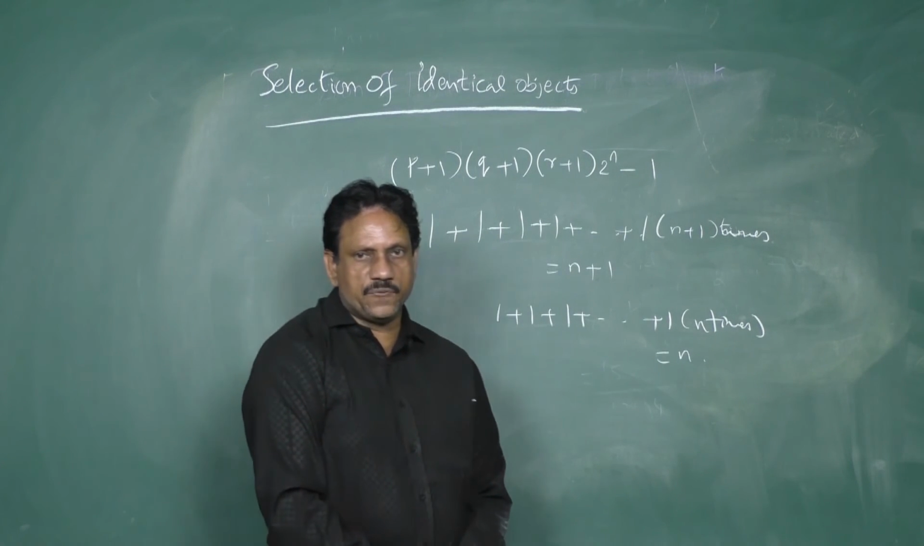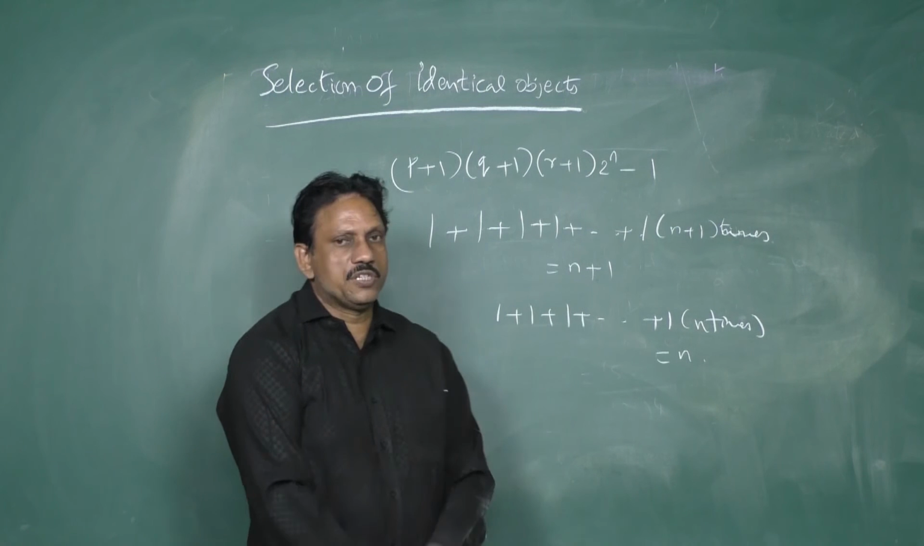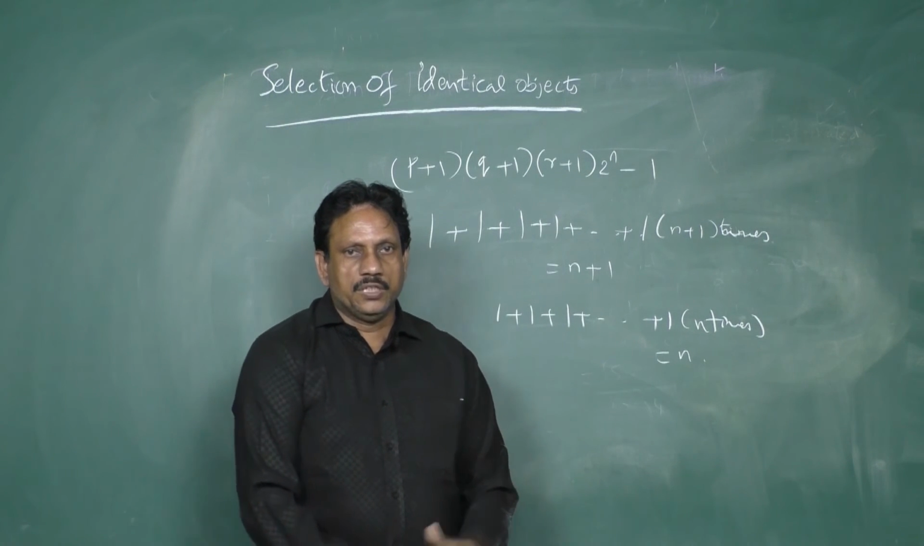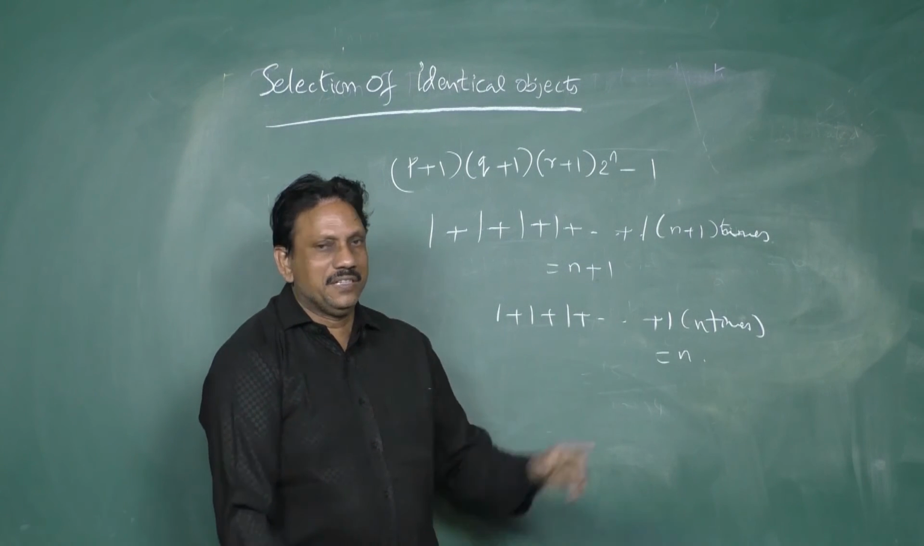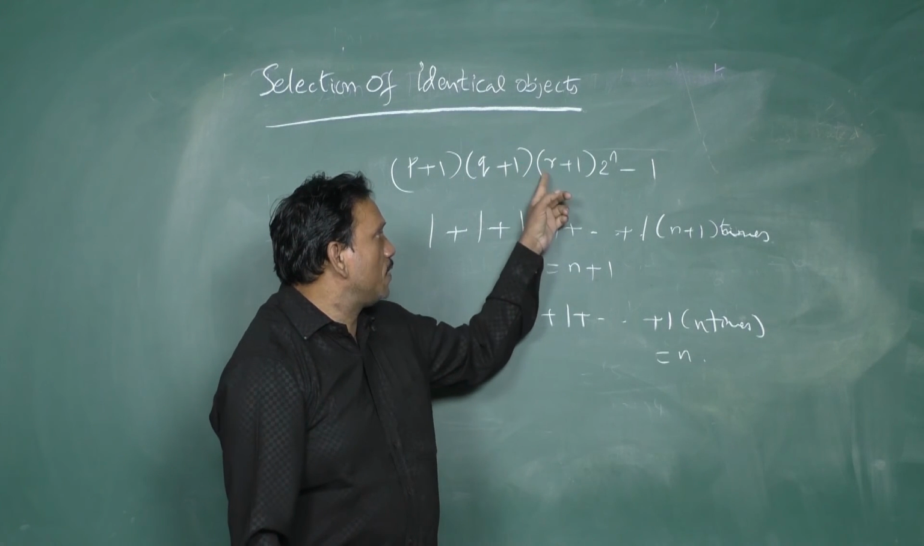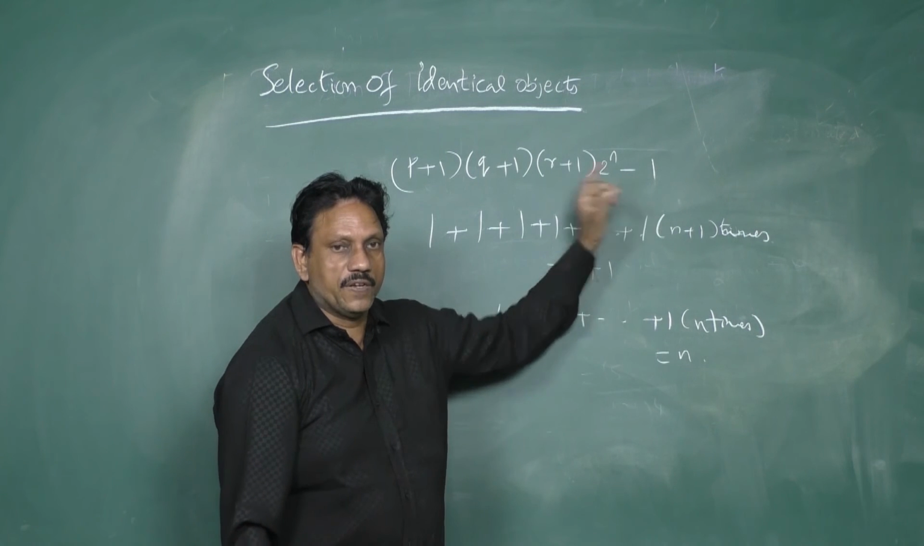Here why did we take minus 1? Here 0 items is not selected. So we are saying the number of ways of selecting one or more objects. That's why (p plus 1)(q plus 1)(r plus 1) into 2 power n minus 1, right?